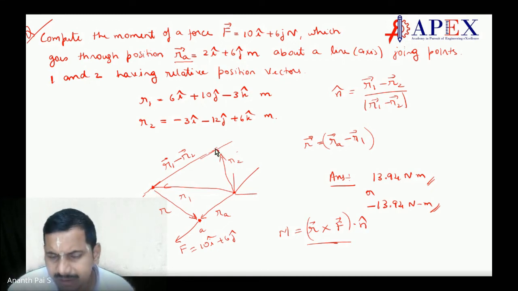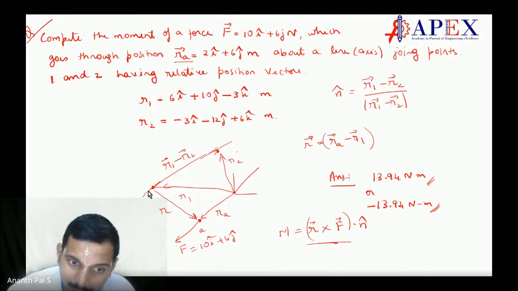So this r1 and r2, r1 minus r2, makes the axis. The unit vector along this axis can be got by r1 minus r2 divided by the magnitude of r1 minus r2. Make sense? The unit vector comes like this. Yes. Now, n is fixed.